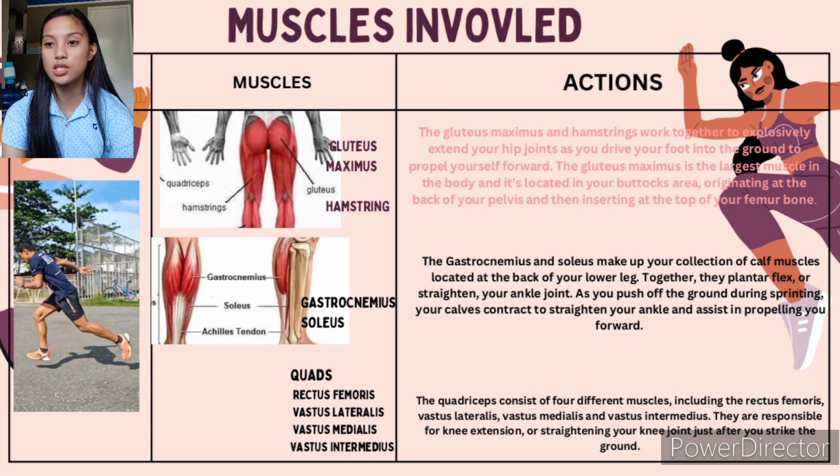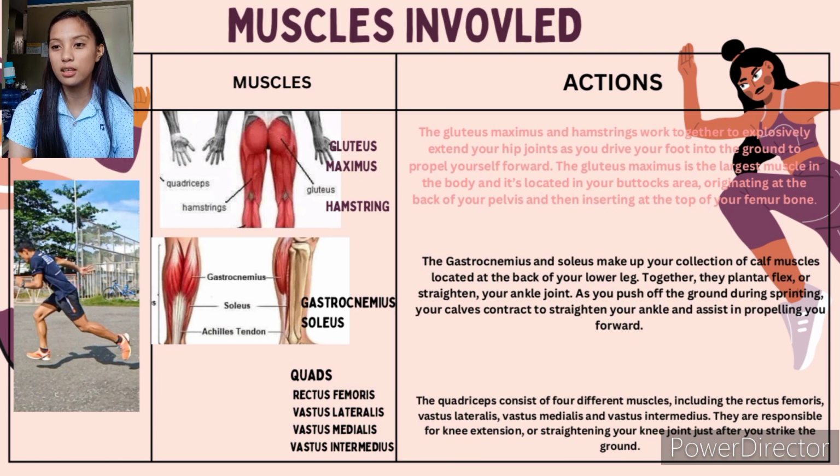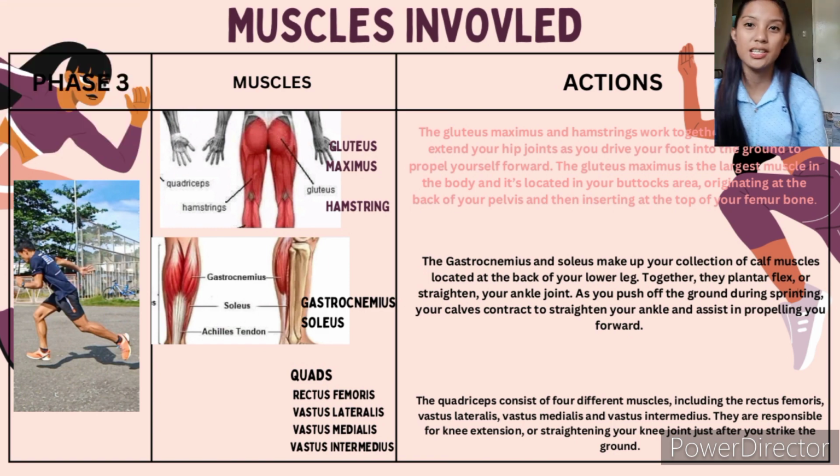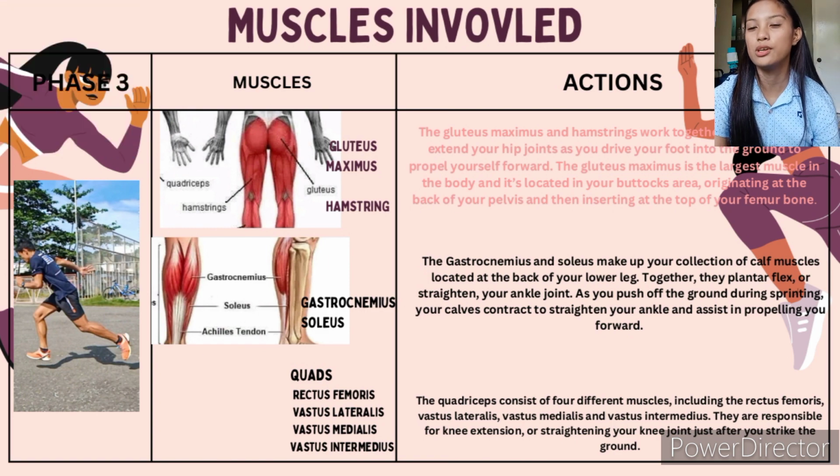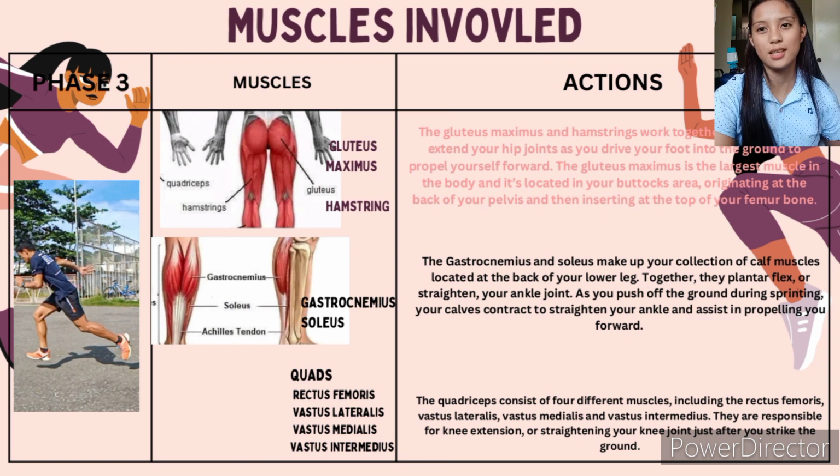So as you push yourself off the ground during the sprinting, your calves contract to strengthen your ankle and assist in propelling you forward. Then lastly are the quads, rectus femoris, vastus lateralis, vastus medialis, vastus intermedius. So mao ni siya ang parts sa quads or the quadriceps. So it consists of 4 different muscles. So mao ni sila, just like I said, they are responsible for the knee extension and straightening your knee joint just as you strike the ground.